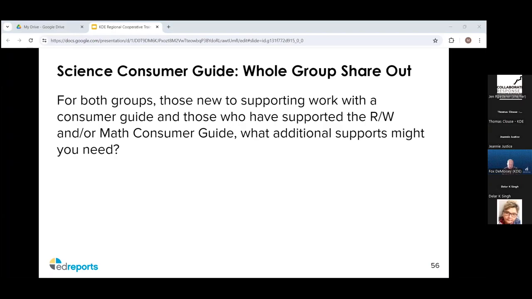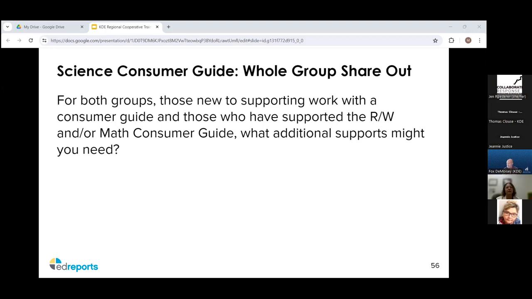Coming together now, and we're coming up close to a break, but just for some processing together before we get there, for both groups, so for those of you who are new to supporting work with a consumer guide, and then for those of you who've had some experience with this, whether it was with the reading, writing, or math consumer guide, what were some of those additional supports that either you found yourself needing or that you might need moving forward?